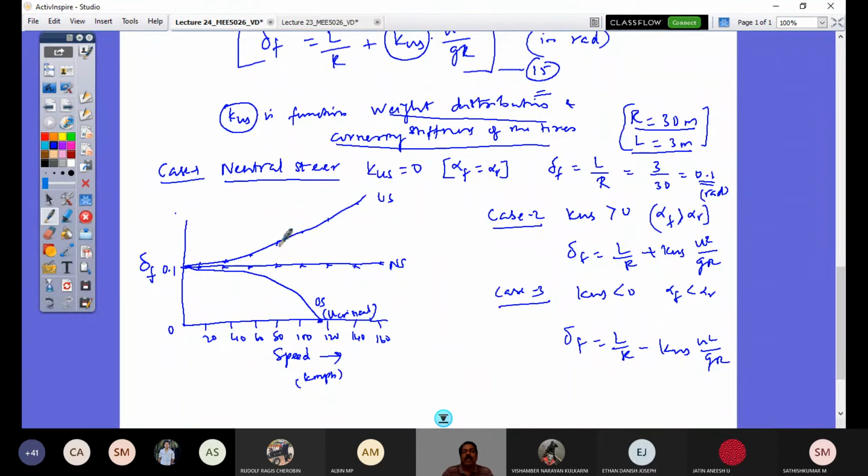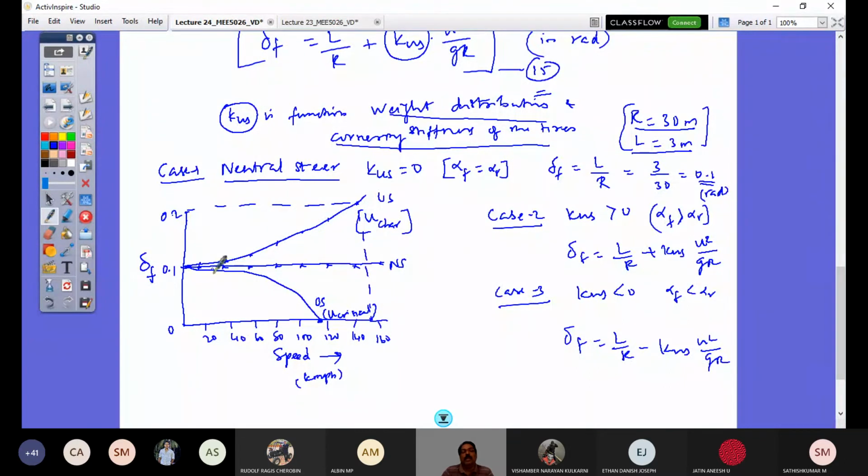And you see here, similarly, there is a speed called the characteristic speed. If this is 0.1 radians, I go to 0.2 radians. When my steering requirement is double that of a neutral steer vehicle, the corresponding speed I would call the characteristic speed. So there are two definitions. When the steering angle requirement is doubled compared to the requirement for a neutral steer vehicle, that speed is called the characteristic speed.